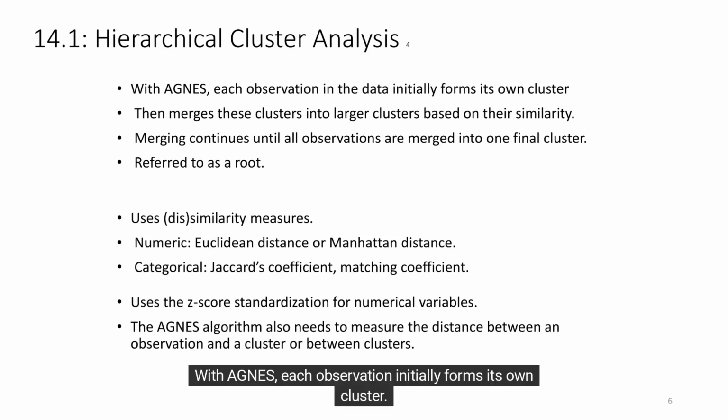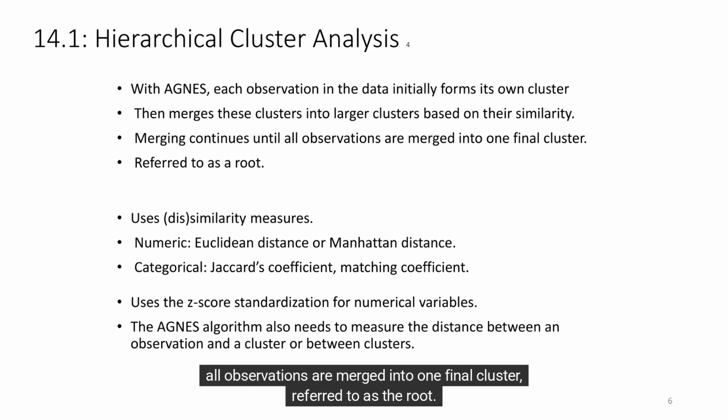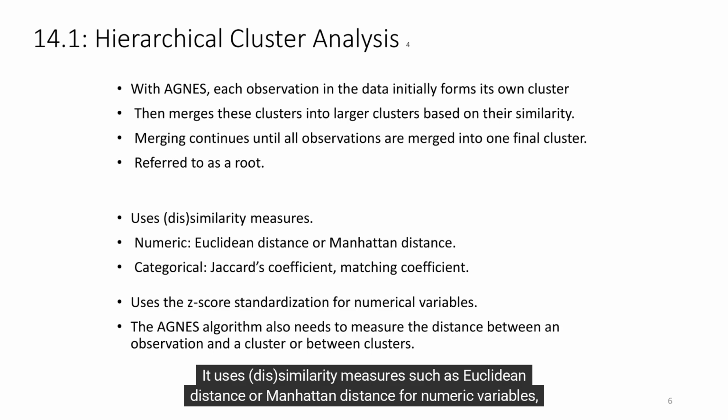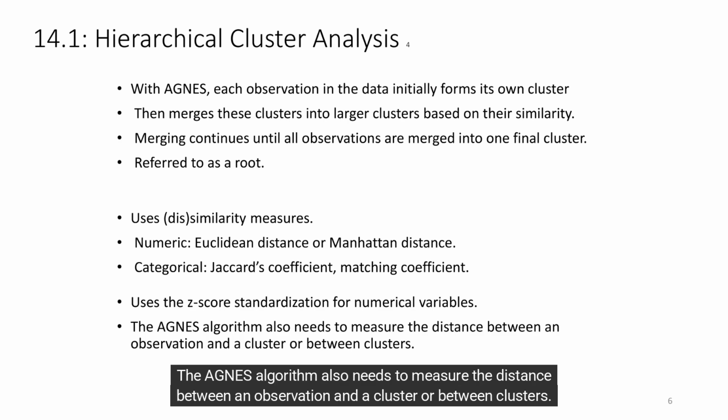With AGNES, each observation initially forms its own cluster. The algorithm then merges these clusters into larger clusters based on their similarity, continuing until all observations are merged into one final cluster, referred to as the root. It uses dissimilarity measures such as Euclidean distance or Manhattan distance for numeric variables, and Jaccard's coefficient or matching coefficient for categorical variables. The AGNES algorithm also needs to measure the distance between an observation and a cluster or between clusters.